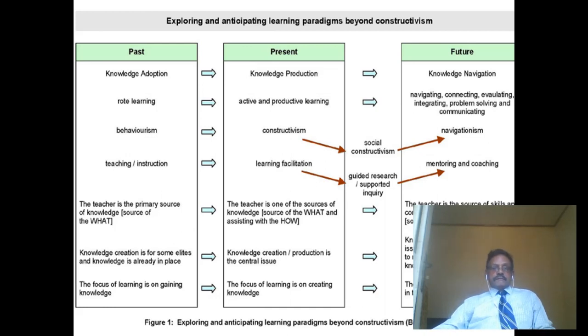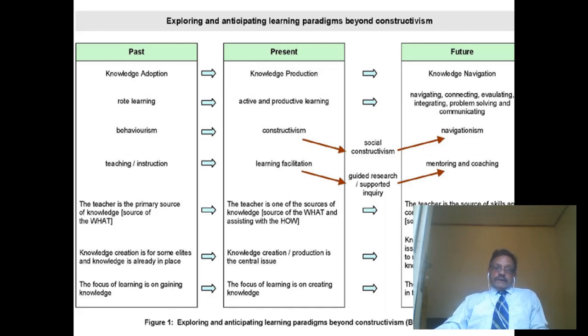But in the present days, learners are expected to produce knowledge. Learners are creators of knowledge. Learners have to produce knowledge by way of doing some research, some critical assignments, some project work. So like that, students are expected to create knowledge. They are not consumers of knowledge. Nowadays, students are expected to create knowledge.